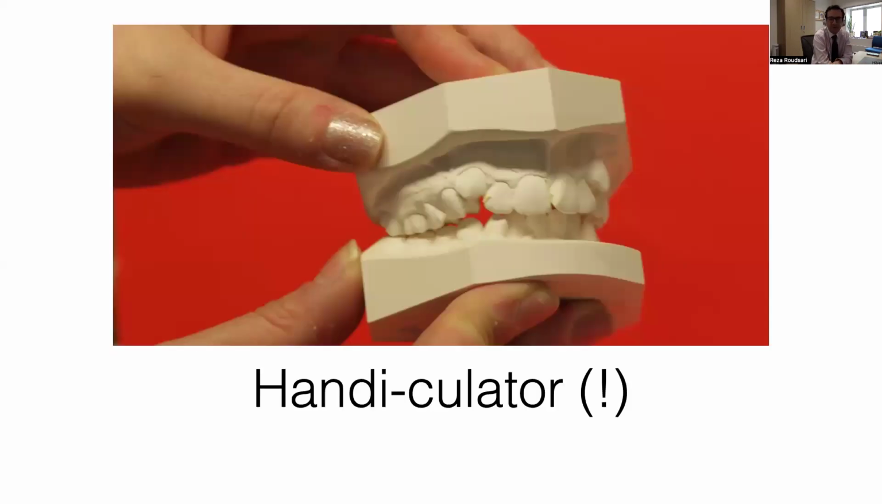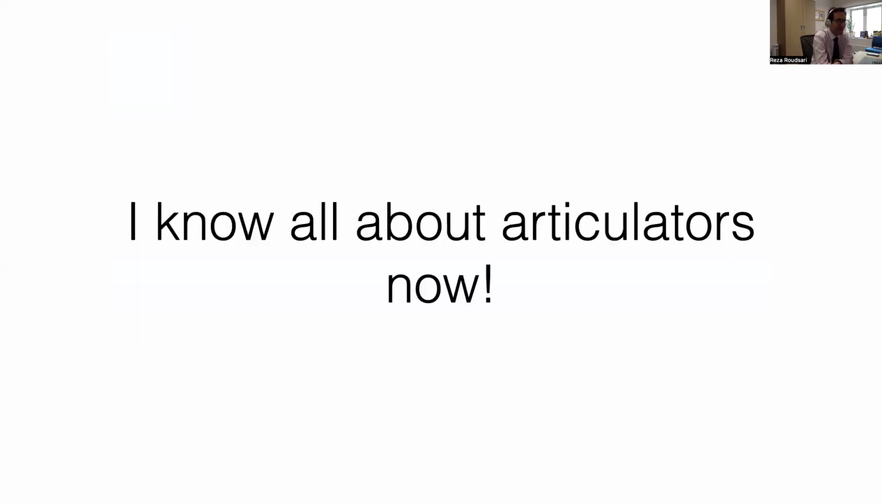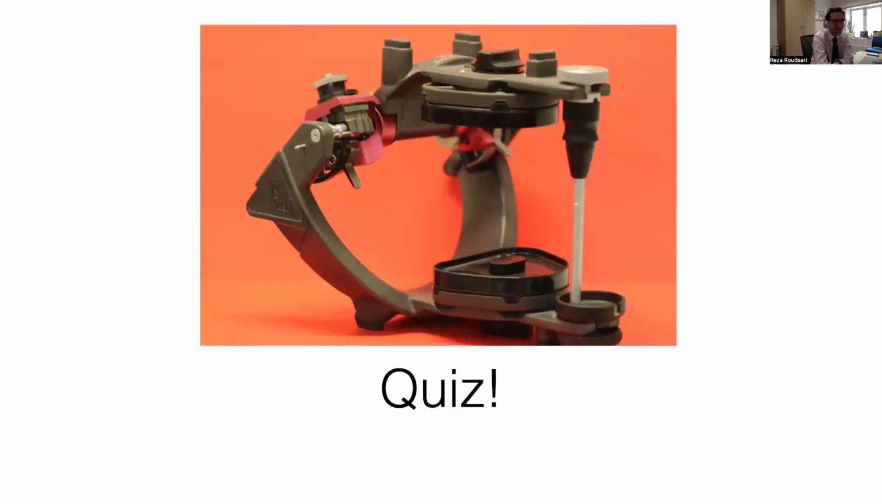And then finally, you come to the handiculator, whereby you just put the cast together, and your hands are your articulators. So now that you know everything about the articulators, let's go back to the quiz we had at the beginning. So what type of articulator do you think this one is? So let's have a look.